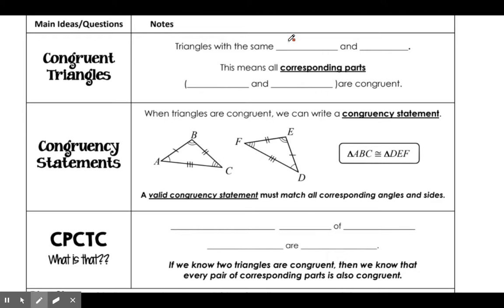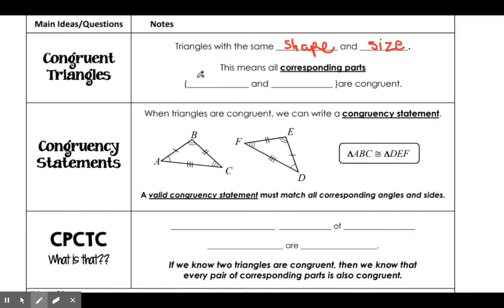All right, so congruent triangles are going to be triangles that have the same shape and size. Remember that triangles can have different shapes because there are different types of triangles. So we have isosceles, obtuse, equilateral. So that's what I mean by different shapes. And then they're also going to be the same size.